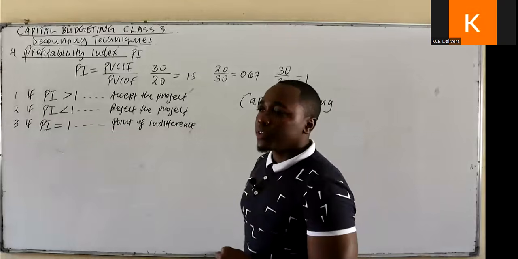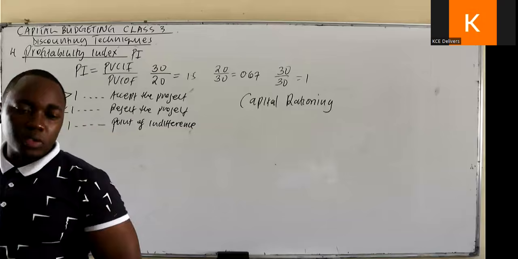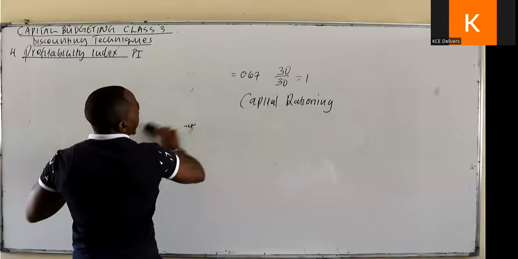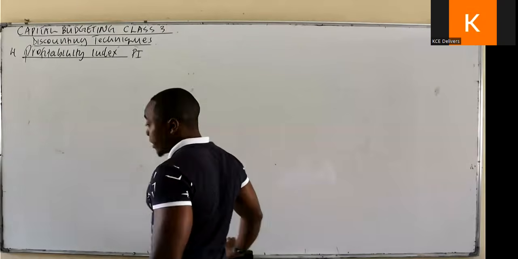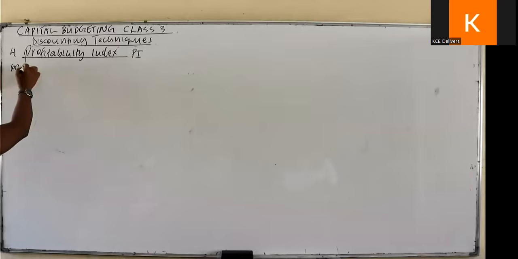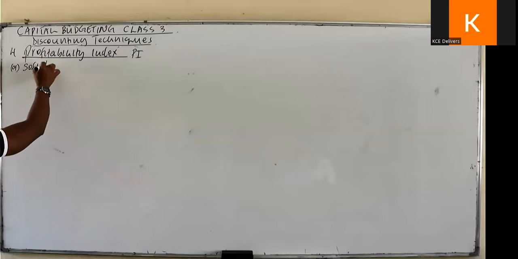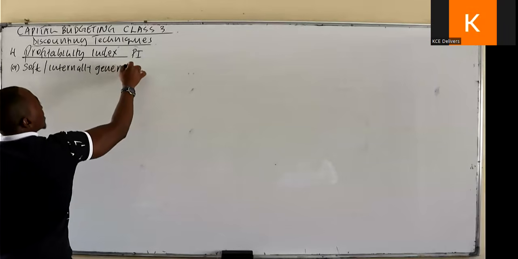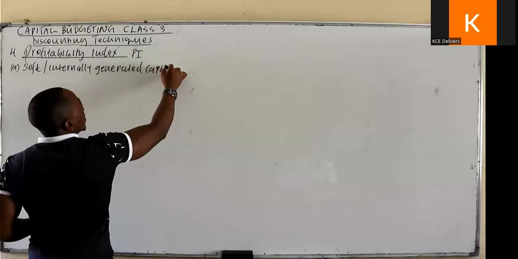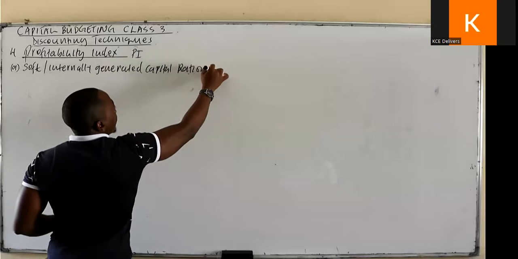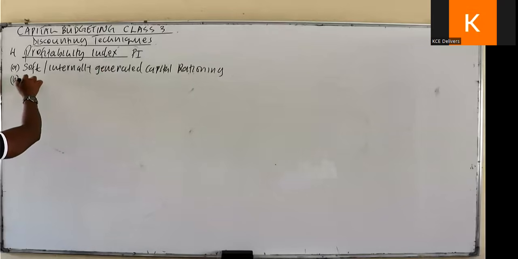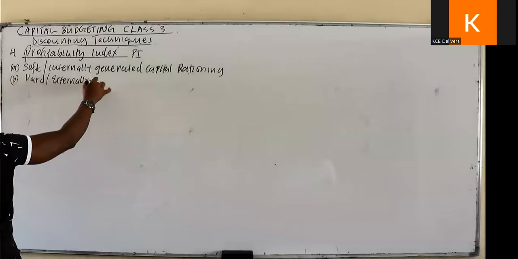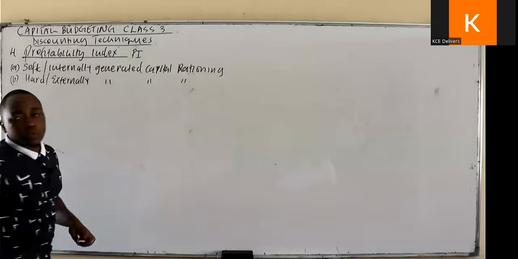There are two types of capital rationing. A, soft or internally generated capital rationing. And B, we have hard or externally generated capital rationing.